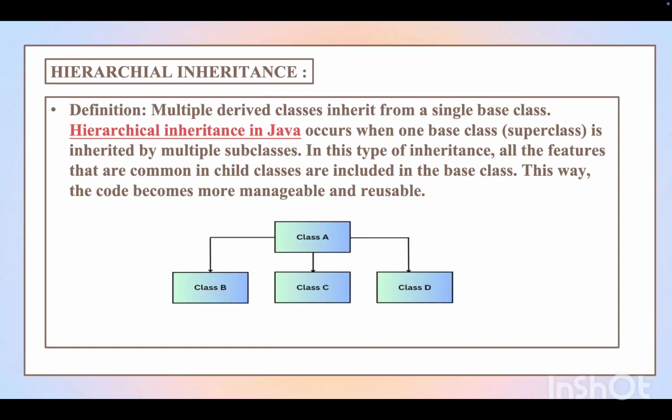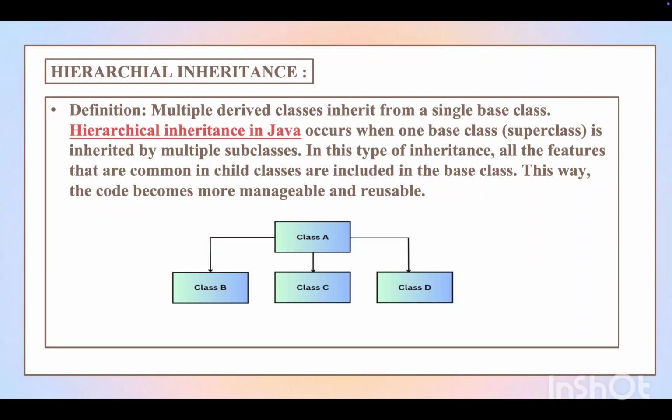Moving on, we have hierarchical inheritance. In this scenario, a single base class or superclass is extended by multiple derived classes, each inheriting properties and behavior from the base. The structure allows common features to be centralized in the superclass. Class B, Class C, and Class D. Each subclass inherits the base class's characteristics, promoting consistency across multiple derived classes.